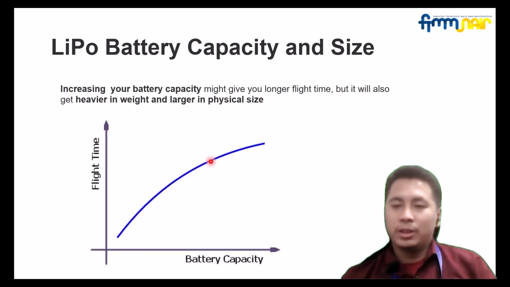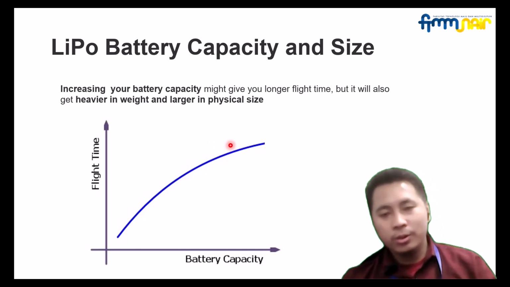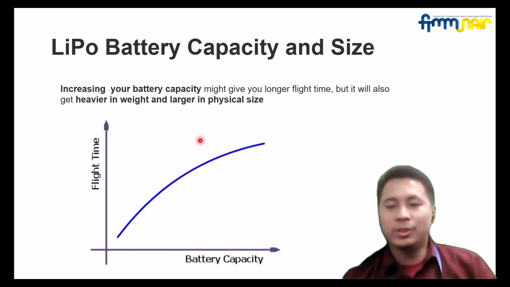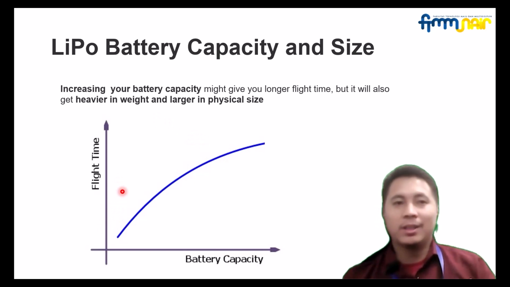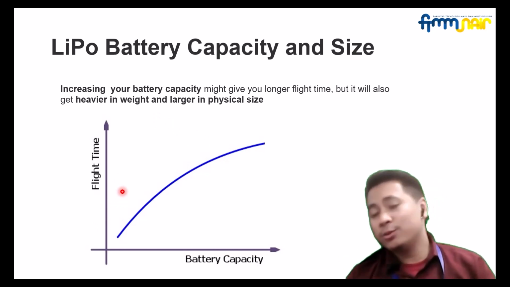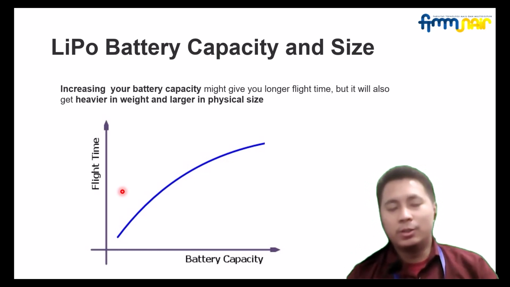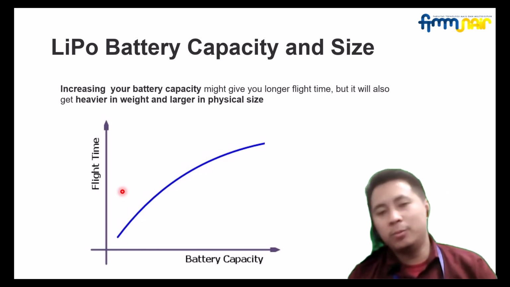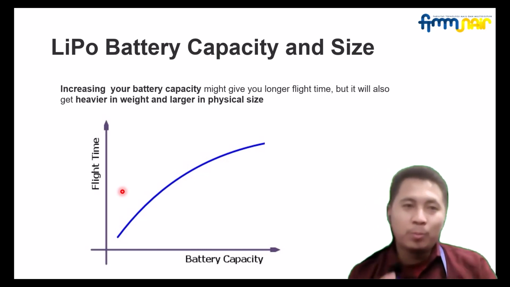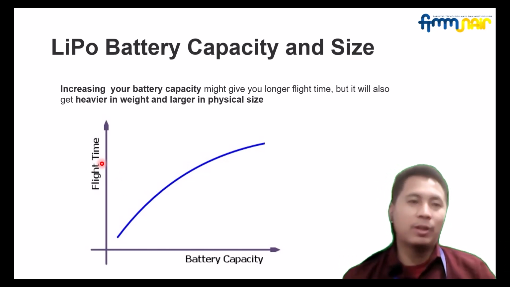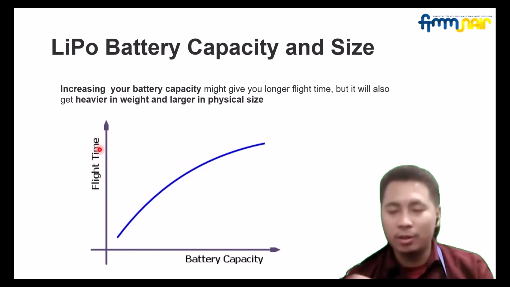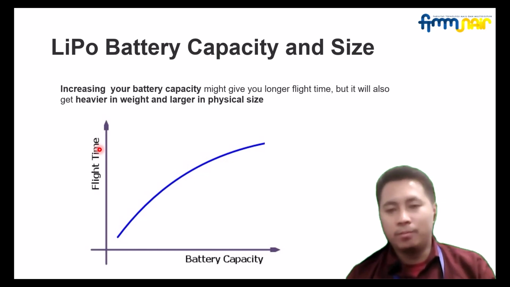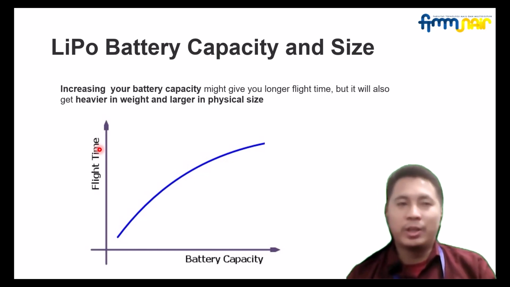Still on the LiPo battery, increasing your battery capacity might give you a longer flight time, but it will also get heavier in weight and larger in physical size. As the battery gets larger, the increase in flight time becomes ineffective. Eventually, it will reach a point where you don't gain any more flight time with a bigger battery. So when you push the battery bigger, you will not get a better flight time. It will get stuck at some flight time. You have to get a higher density battery, I think.